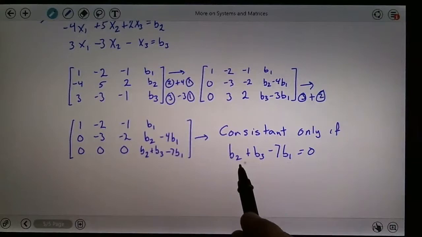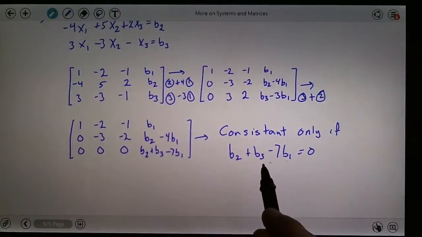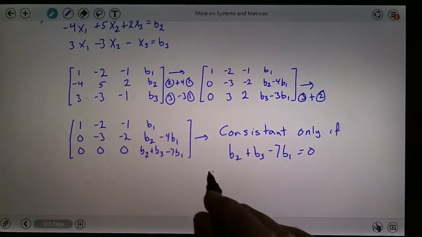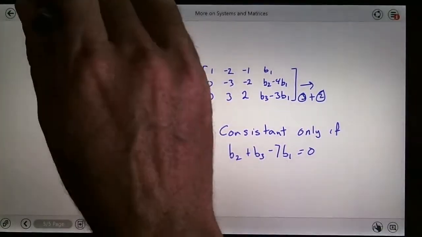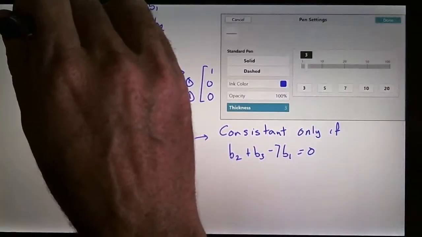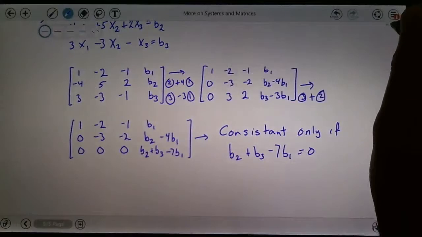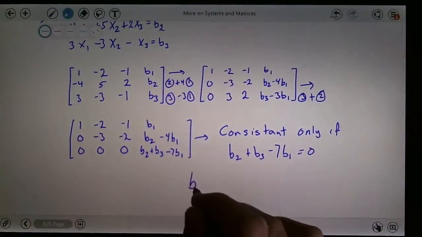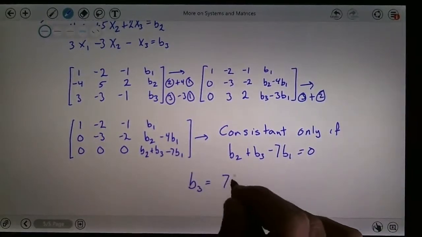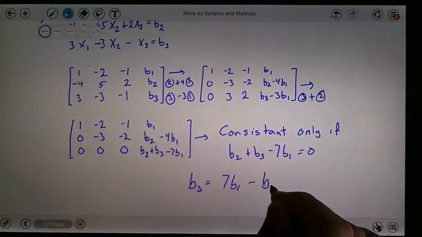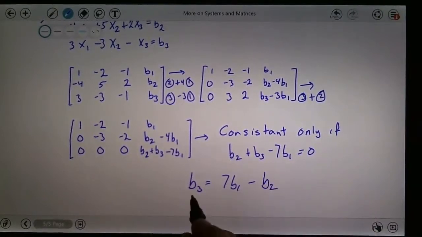You can choose any two of B1 and B2, but then the third one, we could just solve for, say, B3 here. So B3 would be 7B1 minus B2. So choose B1 and B2, and B3 is determined. And once you have values like that, then you have a consistent system.